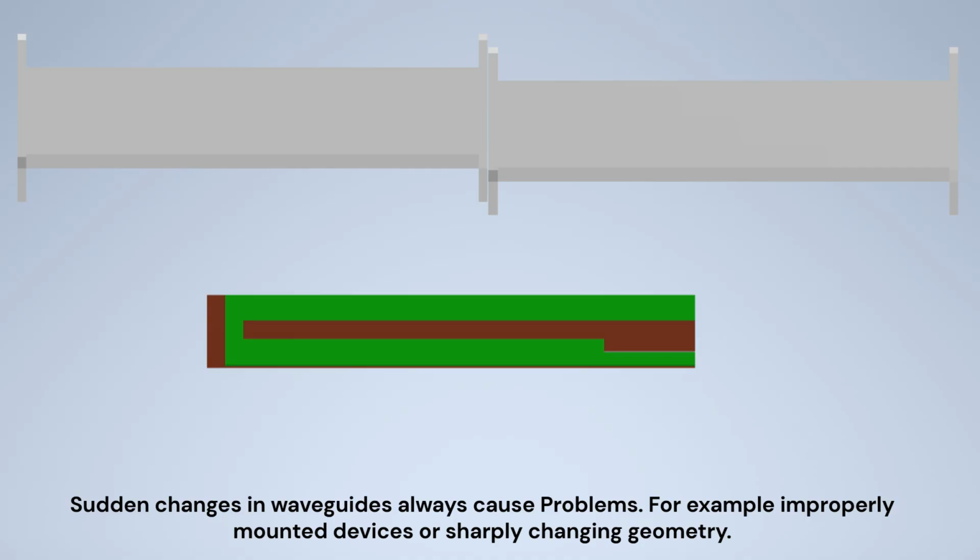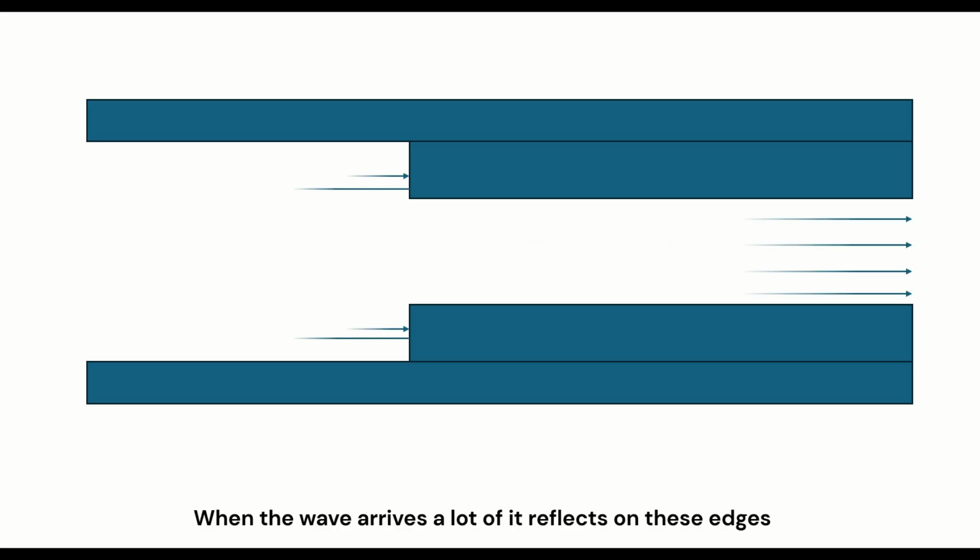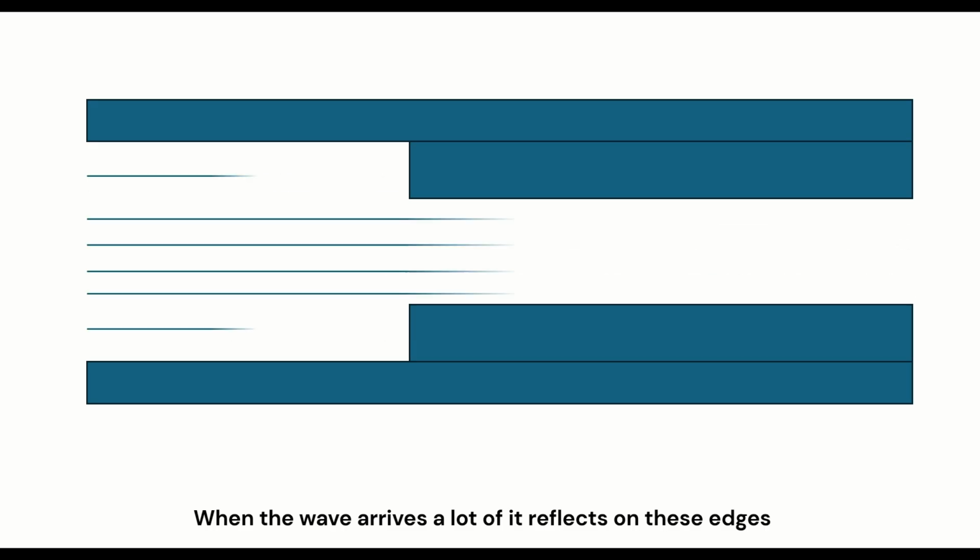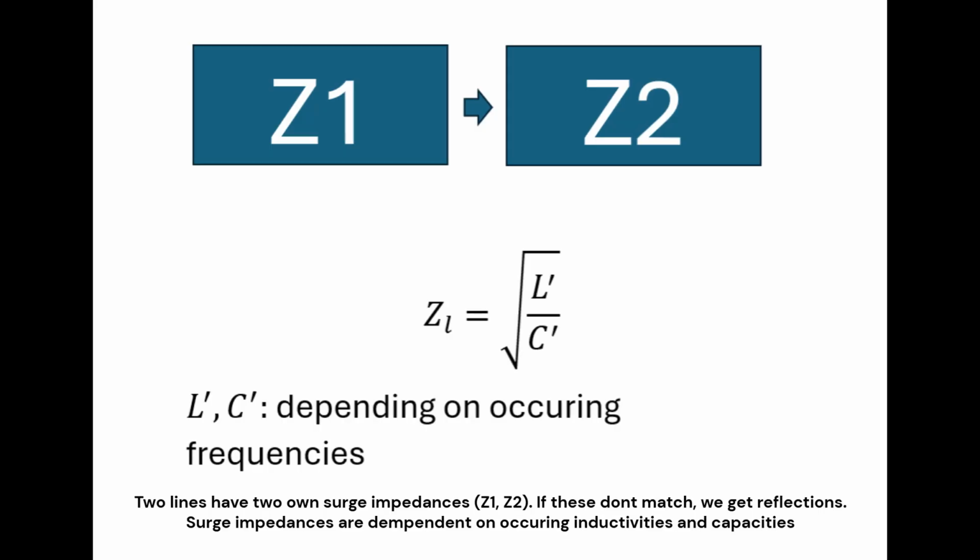Part 2. Let's talk about connecting these waveguides. Changes in waveguides always cause problems, for example improperly mounted devices or sharply changing geometry. When the wave arrives, a lot of it reflects on these edges. And there is a specific physical quantity to describe this kind of resistance. It's the surge impedance. Two lines have two own surge impedances, Z1 and Z2. If these don't match, we get reflections.